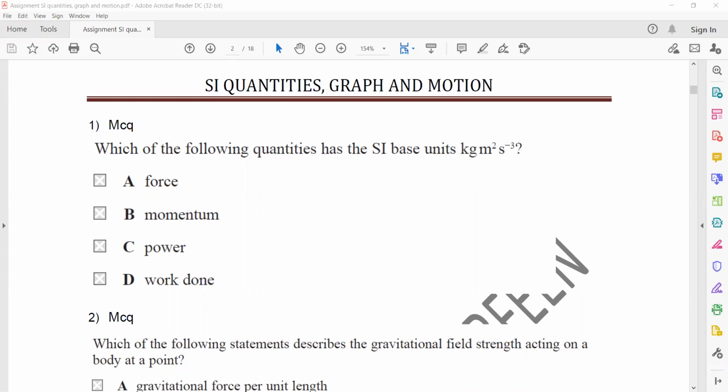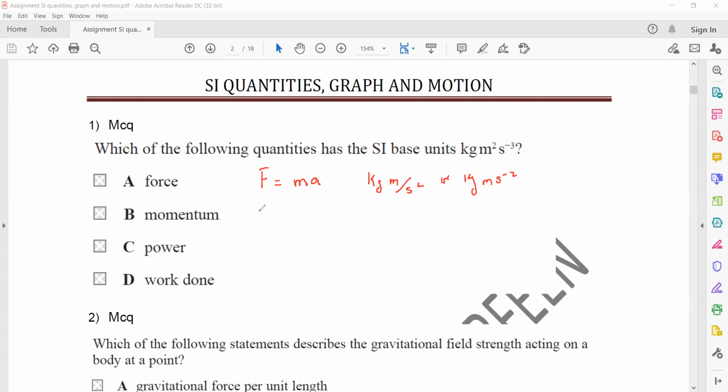So, how can we work out the base unit? First, we have to write their formulas. The formula for the force, F, is equal to ma. The unit of the mass is kilogram and the unit of acceleration is meter per second square. So this will turn out to be kilogram meter per second square, or we can also say kilogram meter second minus 2. So this cannot be force.